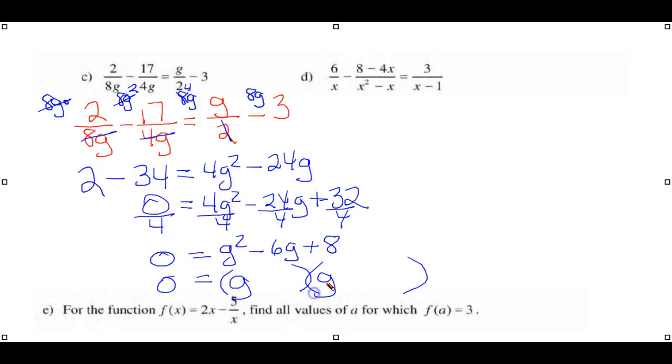G, 4, 2, minus, minus. So it looks like g will be here a positive 2, and here a positive 4. And if we check our answers, that is good.